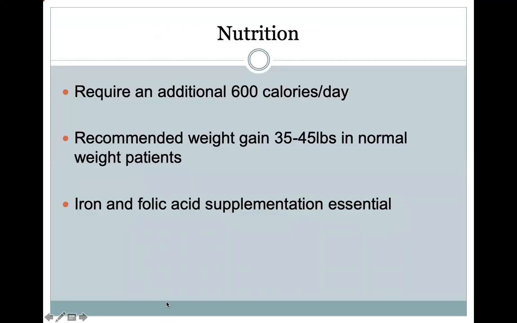Just a brief mention about nutrition. In general, it's felt that twins will require an additional 600 kilocalories per day. And the World Health Organization recommends a weight gain of 35 to 45 pounds in normal weight patients. Now, if a patient is overweight, that can be a little bit more limited. We base it basically on the patient's weights. We have a protocol that we use for that.